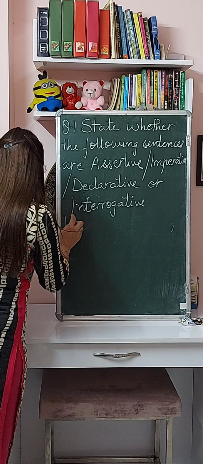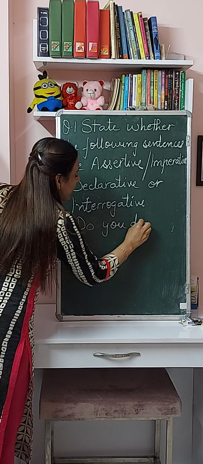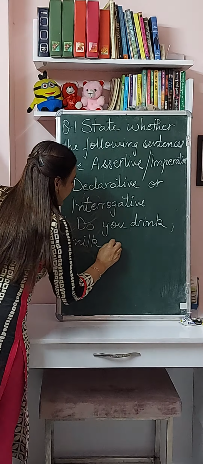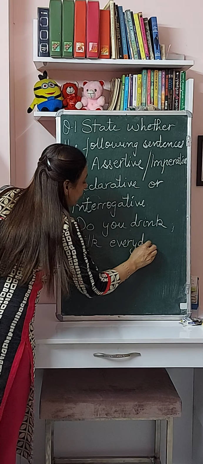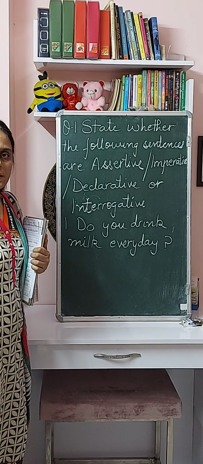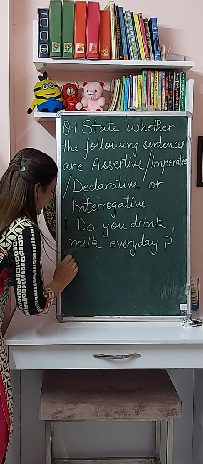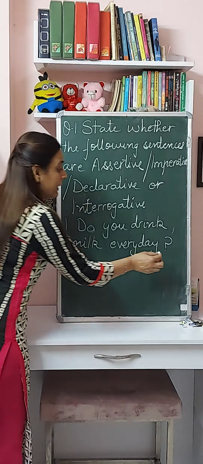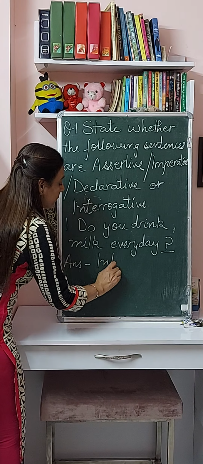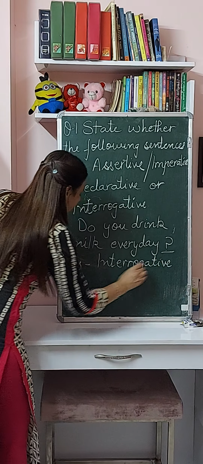Moving on to the first sentence here. Do you drink milk every day? Do you drink milk every day? Question mark. Now here this sentence is asking the question. So which kind of sentence will it be? It will be an interrogative sentence. Very simple. This sentence is ending with the question mark. So what kind of sentence is this? It is an interrogative sentence. Like this you need to write the answer.